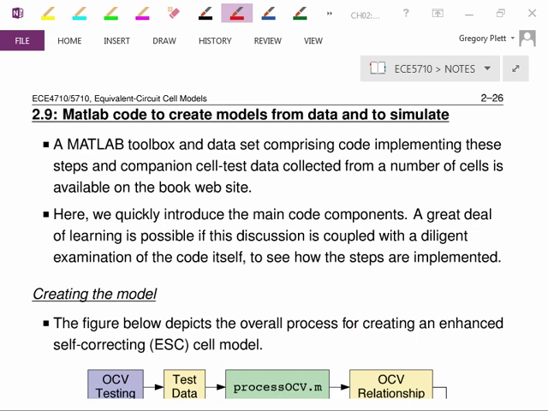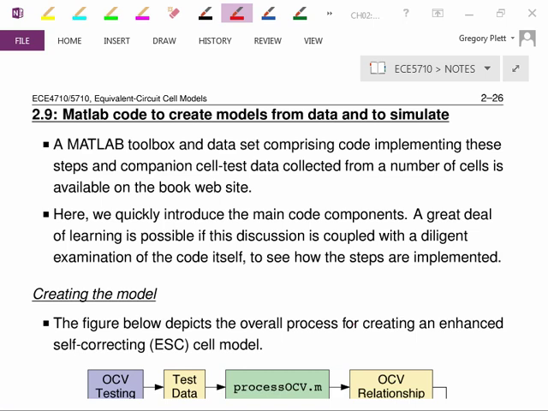This is an introduction only to the toolbox. I guess my desire here would be for you to go through this section and say, oh, okay, I see the main components of the toolbox, and then to try the toolbox functions on the data that is available on the book website to see how it works, but also to open up these MATLAB M files and look at them line by line to understand how the MATLAB code implements what we have already talked about here.